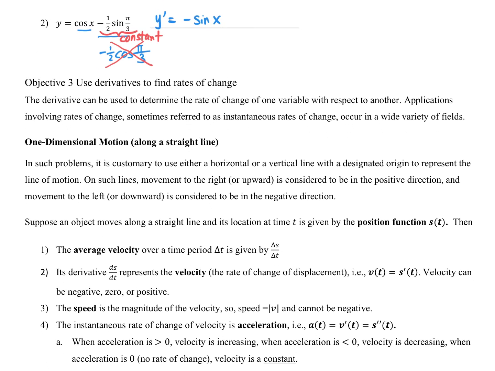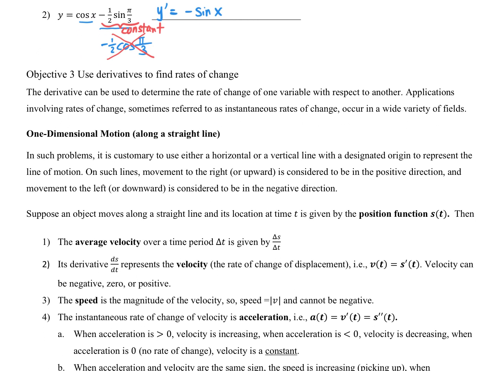Next learning objective, we'll use derivative to find rate of change. Derivative essentially means the rate of change of one variable with respect to another. Very often, we need to find the rate of change in different fields. For instance, if we want to find how fast a position is changing with respect to time, we need to find the derivative. How fast the population is growing with respect to time, we need to find the derivative, etc.